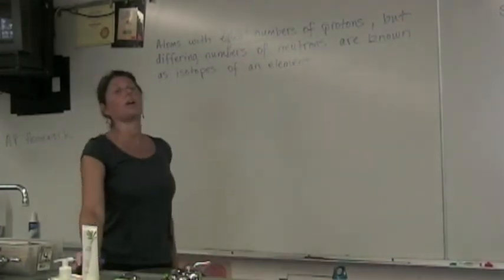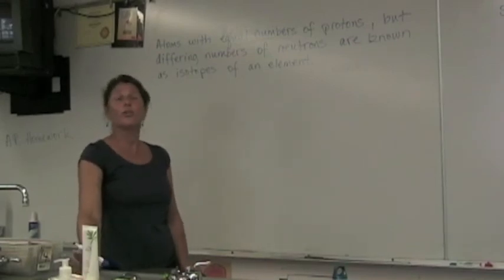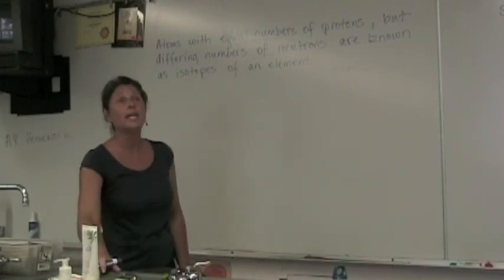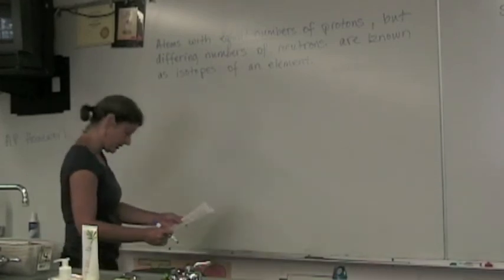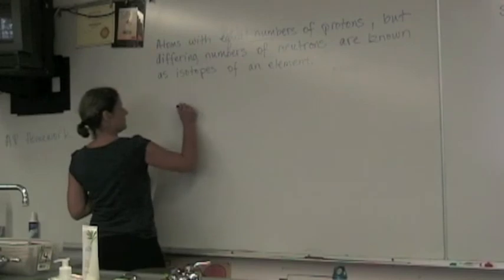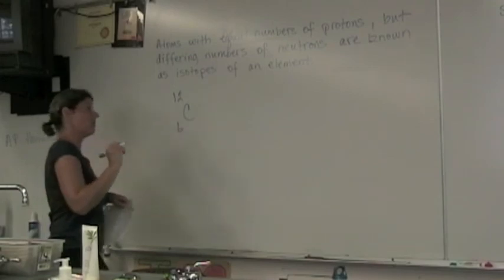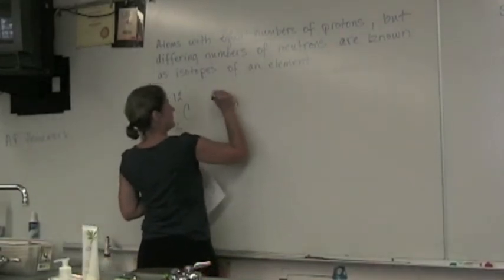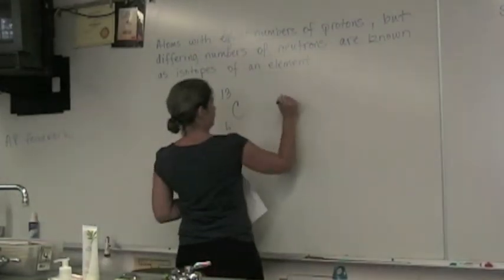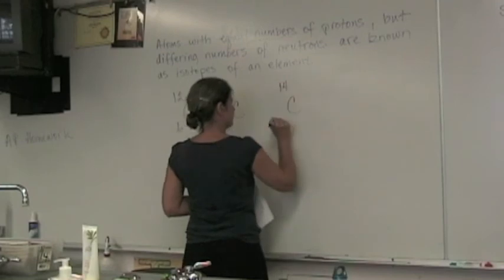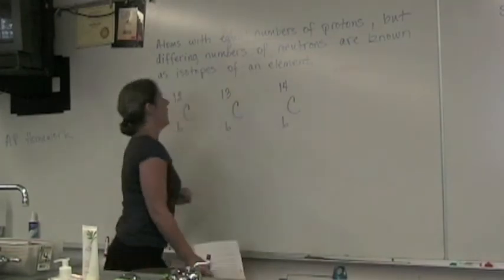So atoms of a particular element come in a few different varieties. For instance, carbon. There are 3 varieties of carbon atoms, 3 isotopes of carbon atoms. There is carbon 12, there is also carbon 13, and there is carbon 14. Radioactive, unstable.